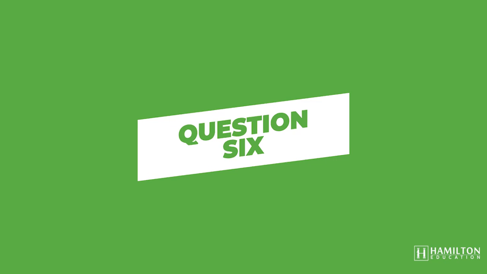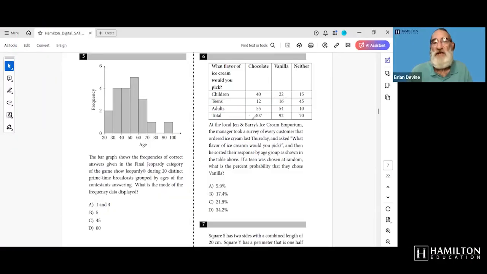Question 6. At the local Jen and Barry's ice cream emporium, the manager took a survey of every customer that ordered ice cream last Thursday and asked what flavor of ice cream would you pick? And then he sorted their response by age group as shown in the table above. If a teen was chosen at random, what is the percent probability that they chose vanilla?